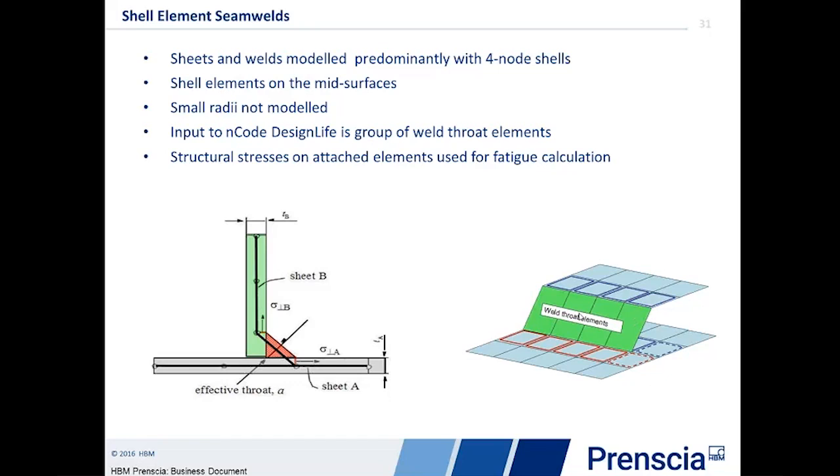What we're going to do is import to DesignLife the elements that represent the weld, and then DesignLife will automatically find all the connected elements. And it's those connected elements that we're going to do the fatigue calculation on. If you look on the right-hand side, it's the elements highlighted in red and blue that are going to be identified by DesignLife automatically. We're going to use their information, in this case nodal force and moment information, to calculate structural stresses and do the fatigue calculation.